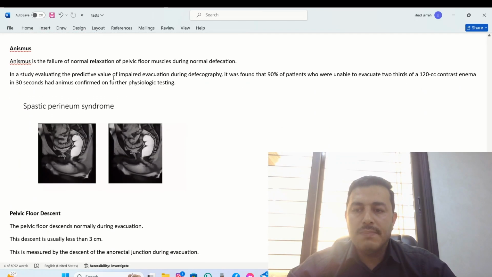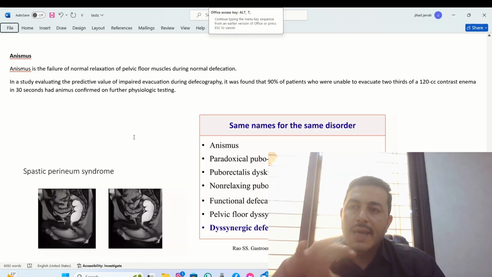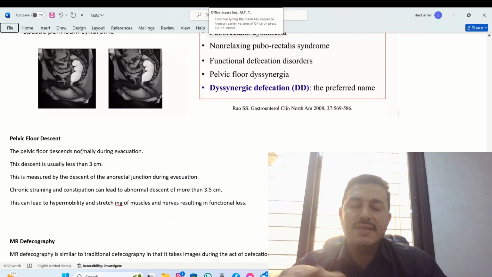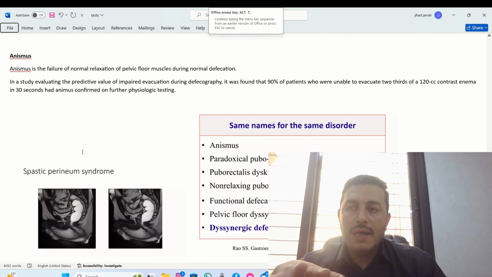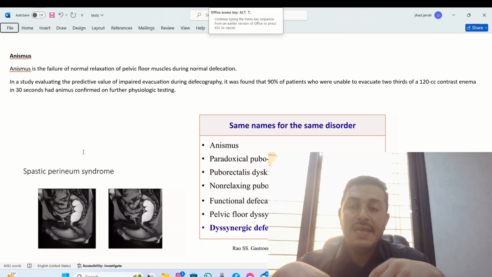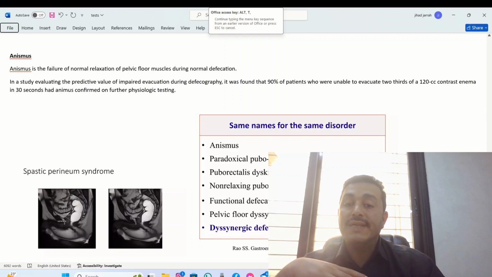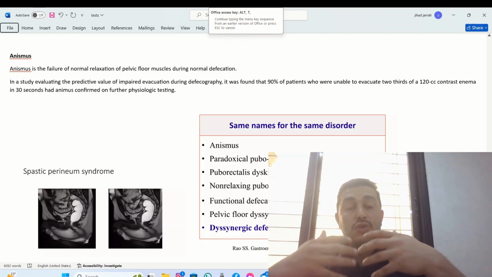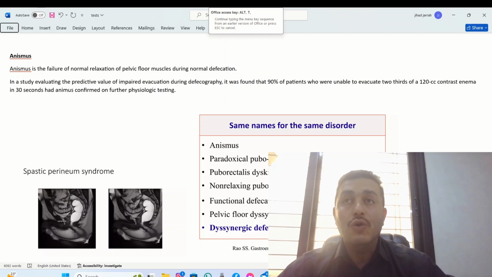Okay, what do we mean by anismus and pelvic floor descent? Anismus and its opposite, pelvic floor descent. Anismus is failure of the pelvic floor muscle to relax. We have many names: spastic pelvic floor syndrome, puborectalis dyskinesia. The pelvic floor does not relax, so evacuation cannot be completed.